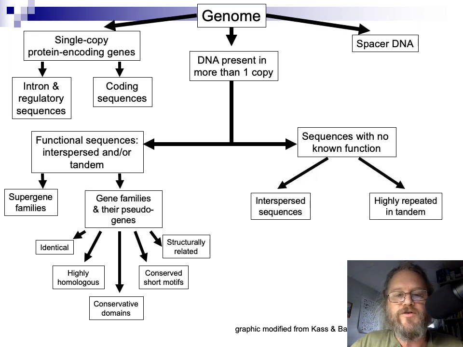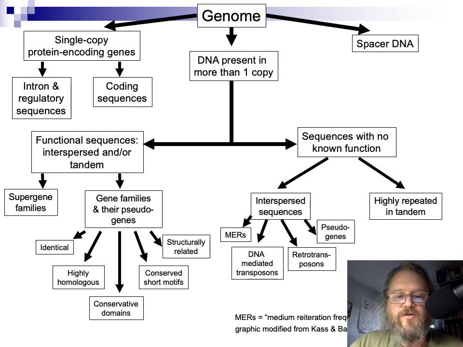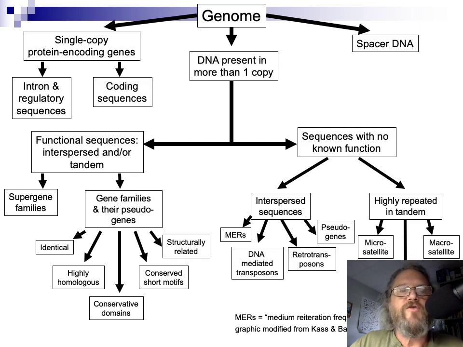Okay, and then going over to the sequences that don't have function, you have the interspersed and then the repeated in tandem. Repeated over and over again, these are different kinds of transposons. And then the other ones that are interspersed, of course, are the pseudogenes. Highly repeated in tandem, microsatellites, and the other satellites. Okay, so this is kind of hard to follow just through the video, so there's a link to this image on our website, and so hopefully this will be of some use to you.